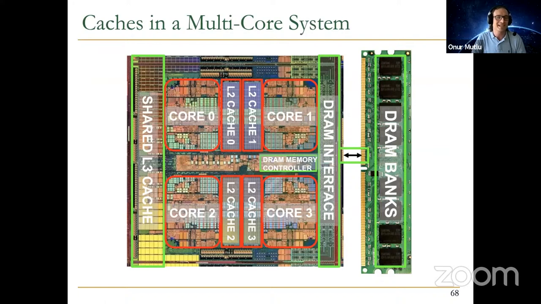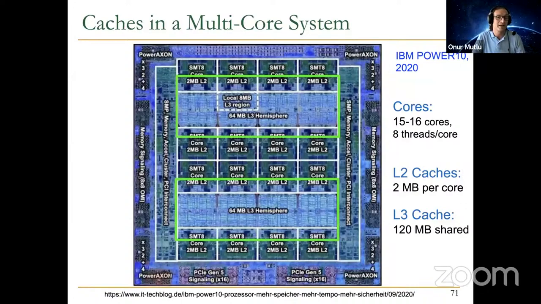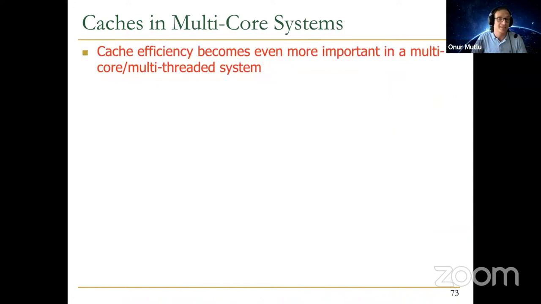I think this is very interesting. As you know, all systems today are multi-core systems, and caches are even more important in a multi-core system. And I'm going to flash you the pictures that I showed you earlier. These are all multi-core systems, for example, and multi-core multi-threaded systems. For example, you have 120 to 128 threads in this case accessing many caches, right? And that's true for GPUs also, right? So basically, cache efficiency becomes even more important in a multi-core and multi-threaded system.